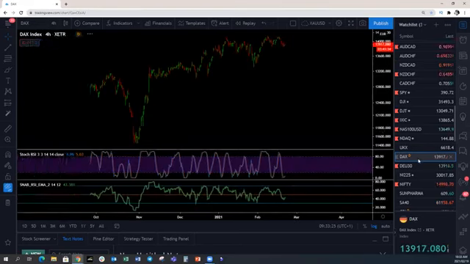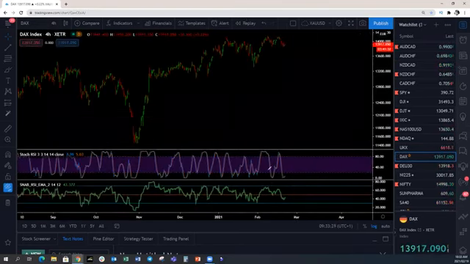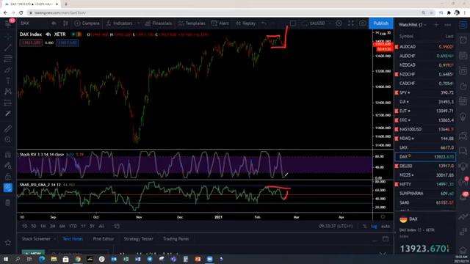DAX is showing upside. A bit tricky on the DAX because we're looking for this to push up higher. If this stays above 50, we're going to see this one continue to the upside. We are still expecting that.